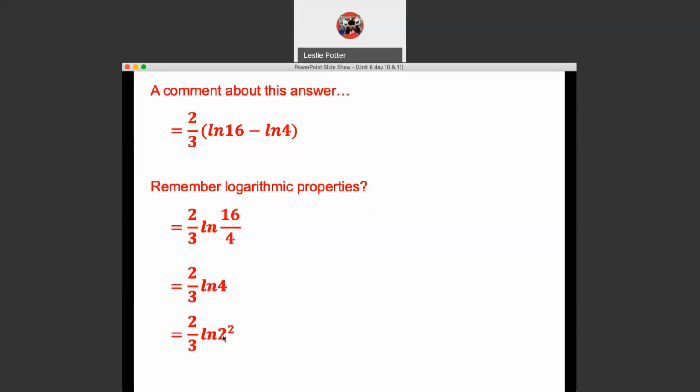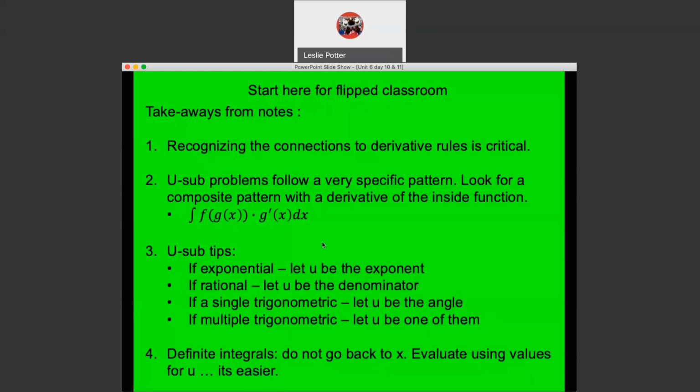And that's important because a power can come out front. Natural log is really counting by powers, so powers can come out front. So this can be rewritten as 2/3 times 2 times natural log of 2. Well, we can simplify this. That's really 4/3. So 4/3 natural log of 2 is probably the answer you're going to see on a multiple choice question, even though you got this. So you have to recognize those logarithmic properties so that you can rewrite this to figure out which one is the correct answer. All right, when we get back into the classroom, we'll go over some more u substitution and refine our skills with a variety of problems.